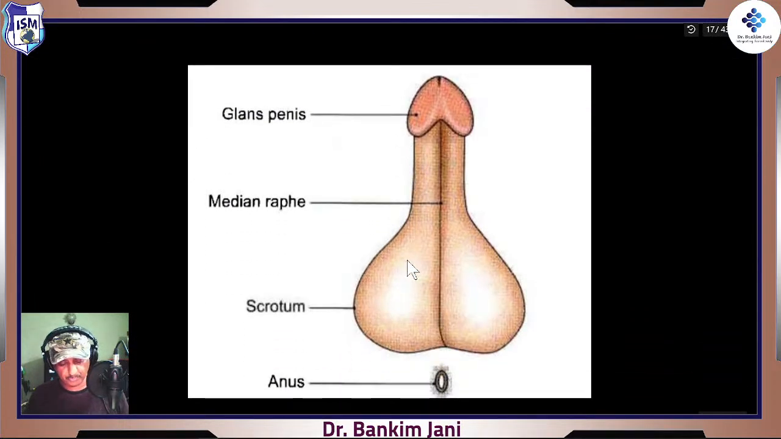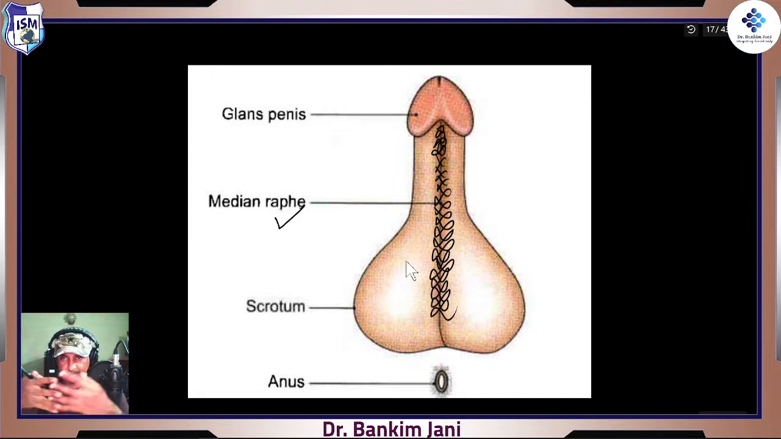So glans penis, median raphe. Over here, the function is that when the scrotum is formed, the raphe means this. This is the formation, because it would be forming the overlapping borders. So that's how it is called the raphe. This is called a raphe. That is what forms. And then the anal canal, which is from that cloacal end.